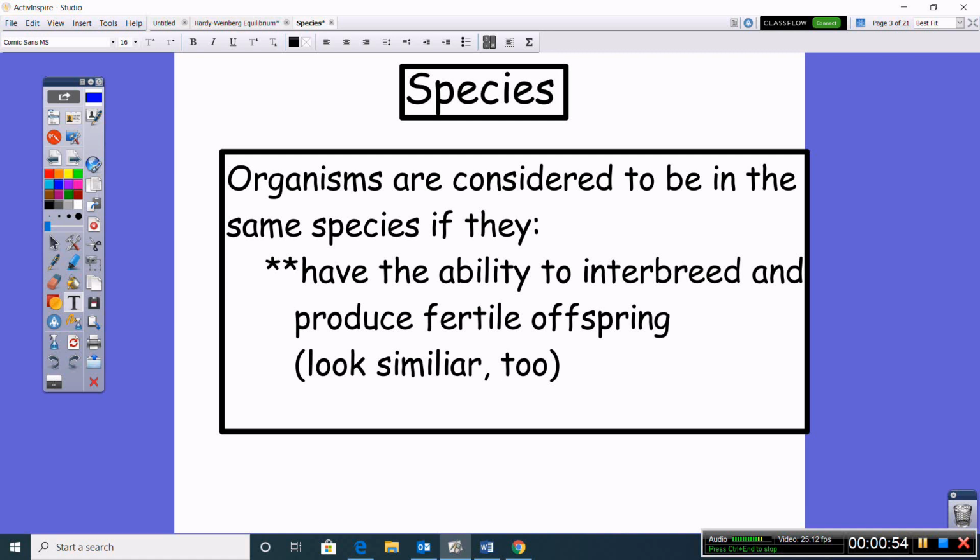So we used the example with dogs the other day, and dogs can interbreed and produce fertile offspring because they're all the same species, they're just different breeds. If I go too fast, feel free to pause my video.